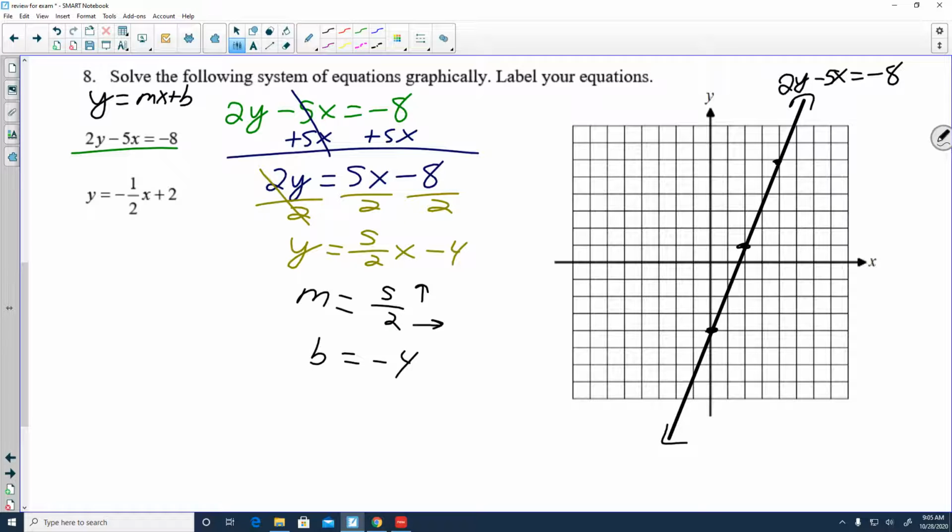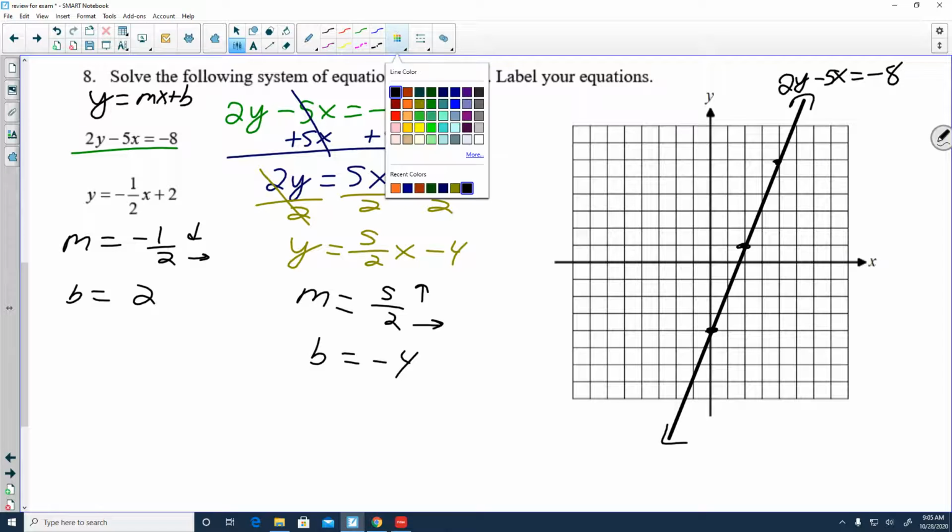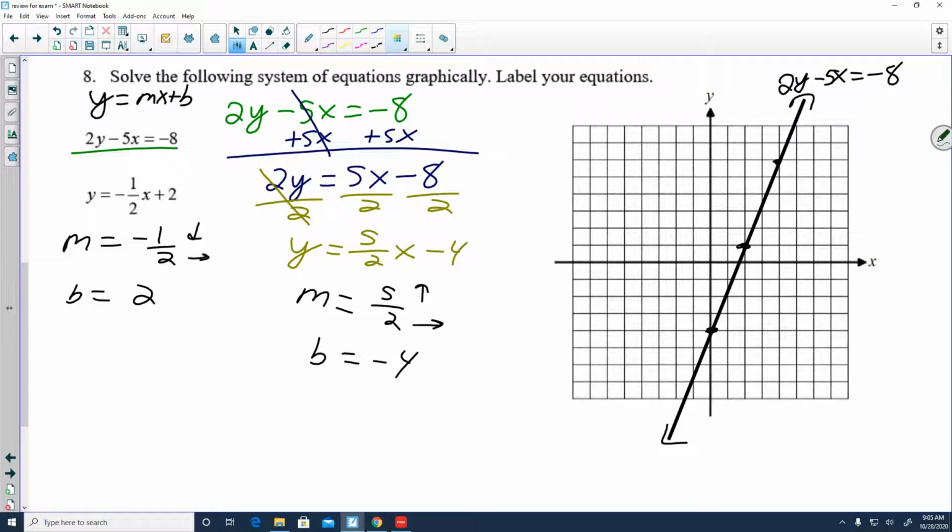And then here, this equation is already by itself, so we have a slope of negative 1 over 2, and a y-intercept of positive 2. So we're going to go down and right. Always go right, and then determine if you're going to go up or down by the positive or negative sign. So we're going to start at the positive 2 y-intercept. We're going to go down 1, right 2, down 1, right 2, down 1, right 2, or up and left. You don't have to plot all the points, but just so you get the idea.